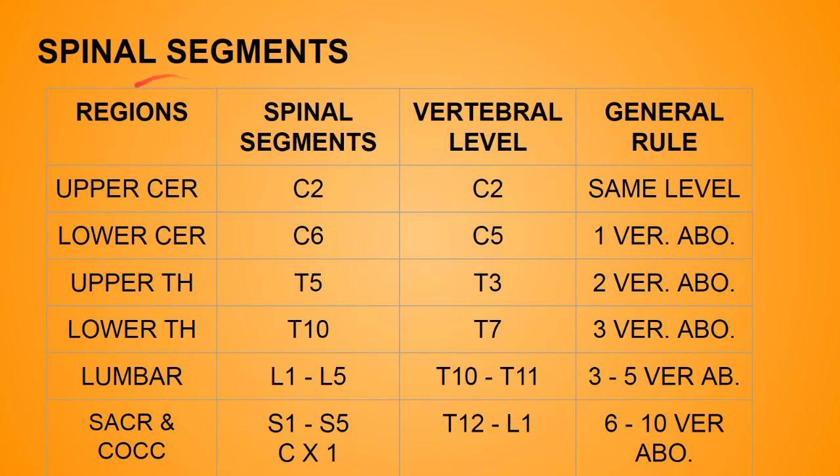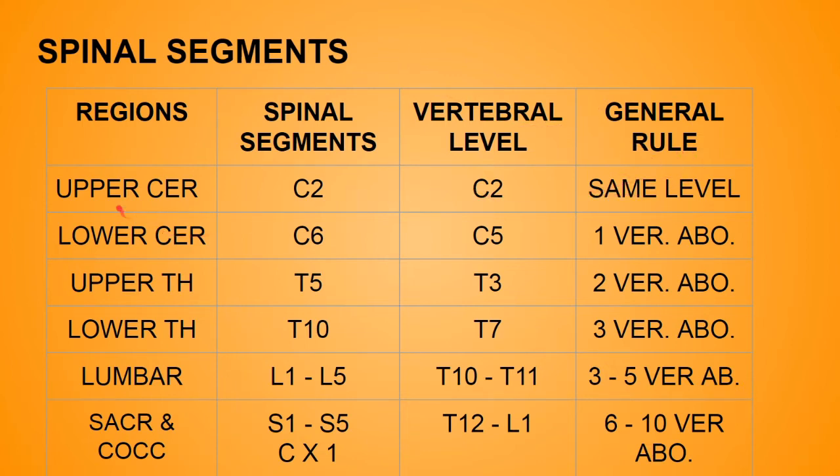Now next is spinal segments. We have 31 pairs of spinal nerves, but the level of each spinal nerve is different. It's not necessary that a particular spinal nerve will be attached at the level of its own vertebra only. We have general rules here, so we'll discuss each of them.